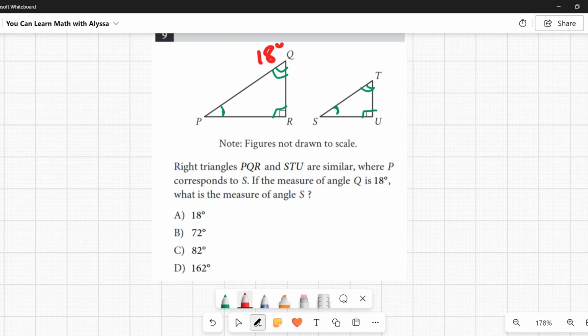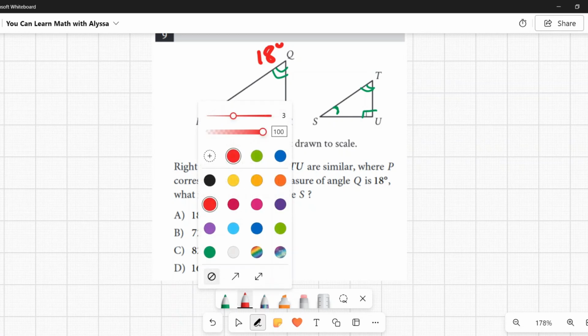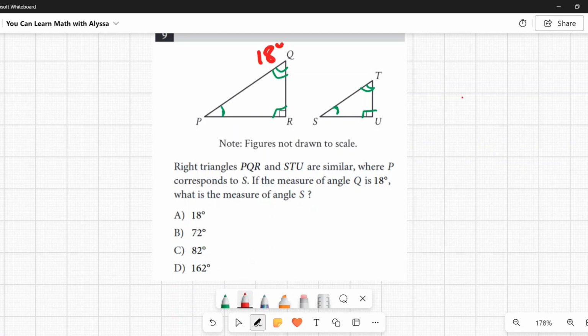Let me get this a little smaller. There we go. I have a right triangle here, so I know this one is 90. What would angle P be? P and S are the same, so if I figure out what P is, I'll know what S is, and I'll have the answer to my question. Well, all triangles, the sum of their interior angles is 180 degrees. So I have angle P, then angle Q, which is 18, then angle R, which is 90, and together they're going to add up to 180.